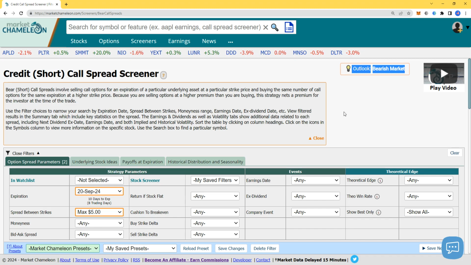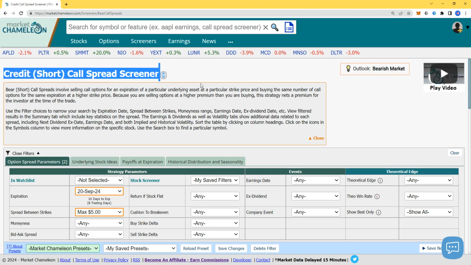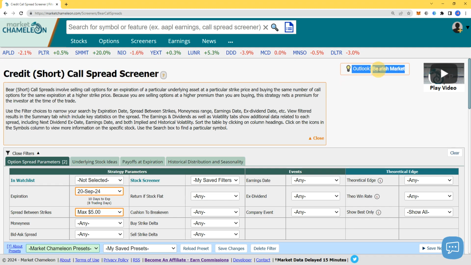And keep in mind that you can do this strategy, collect income, collect credit while the market goes down, assuming again you have a bearish market outlook.